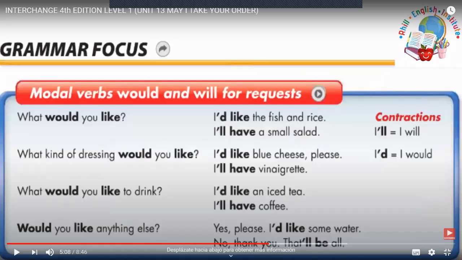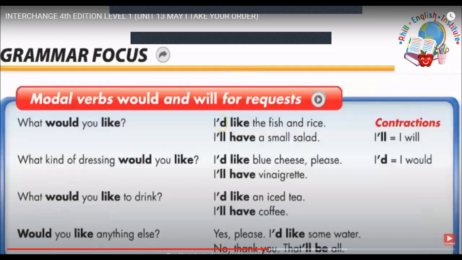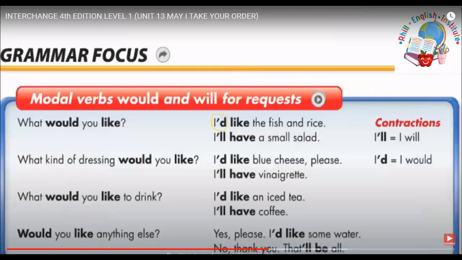Solo, chicos, que aquí, si usted se fija, está en forma contractada, ¿sí o no? Yes. Mire, entonces me gustaría que lo repitiera después de mí. I'd like the fish and rice.